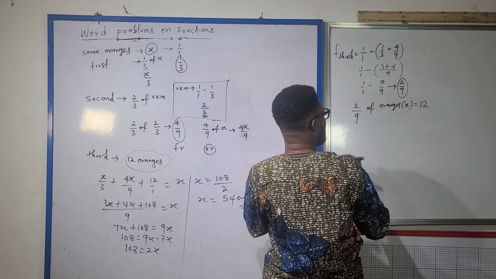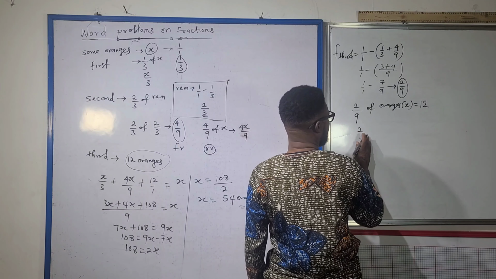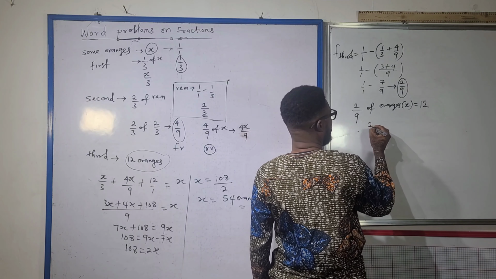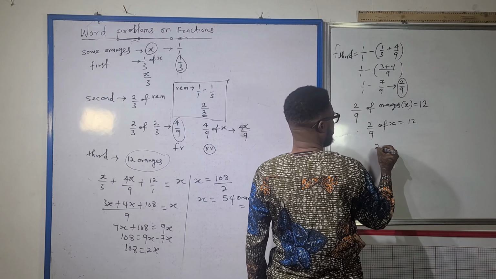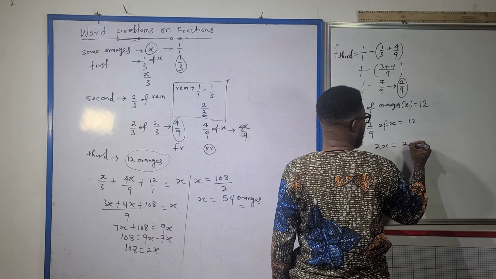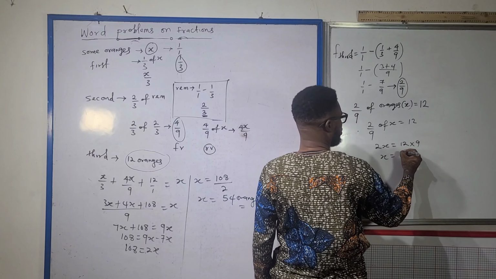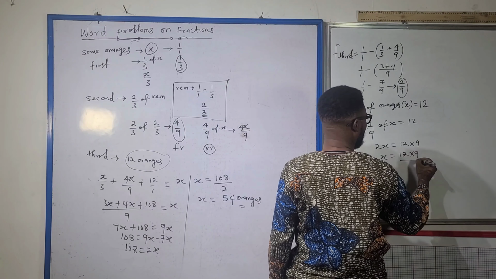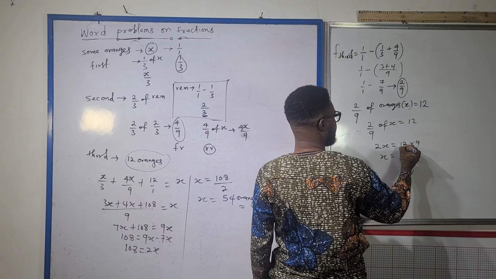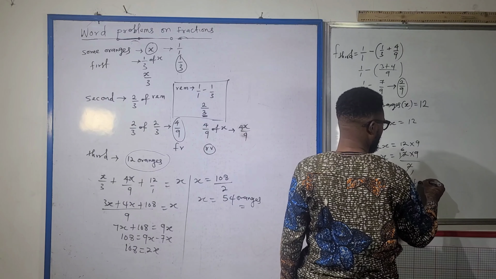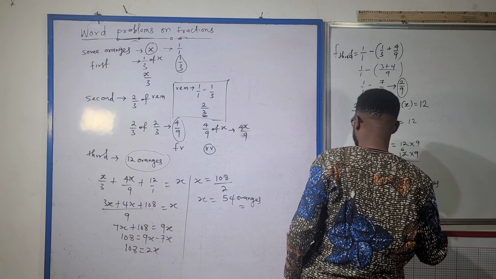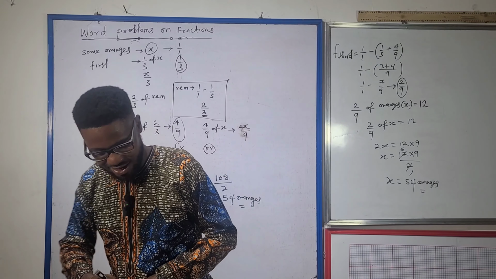That is what we have. So 2 over 9 of x equals 12, and that's 2x equals 12 times 9. Therefore, x equals 12 times 9 over 2. 2 into 12 is 6, 2 into 6 is 3. X equals 54 oranges.